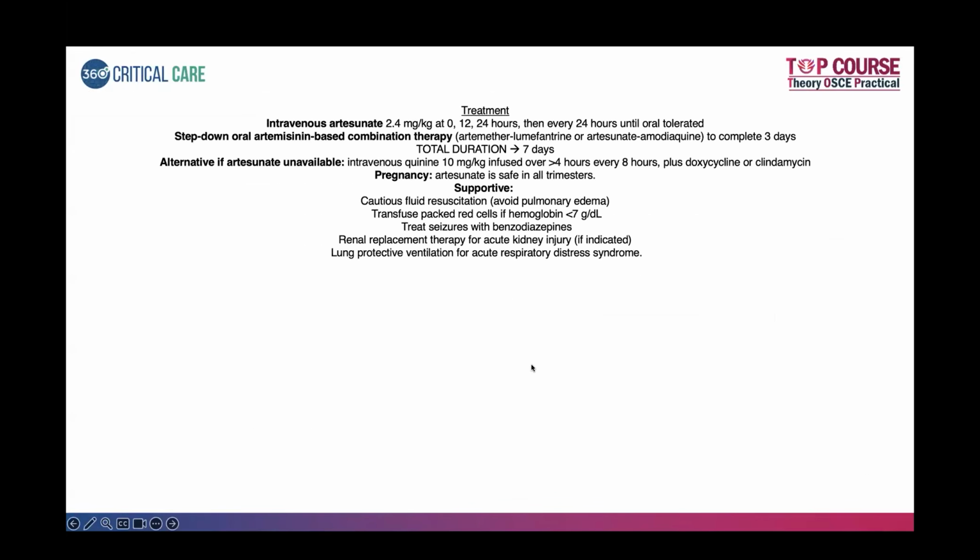So the treatment is intravenous artesunate 2.4 milligram per kg at 0, 12, and 24 hours, and then every 24 hours till orals are tolerated. Then you can step down to oral artemisinin-based combination therapy like artemether-lumefantrine or artesunate-amodiaquine to complete 3 days. So the total duration they say is between 5 to 7 days, but just remember it as 7 days.